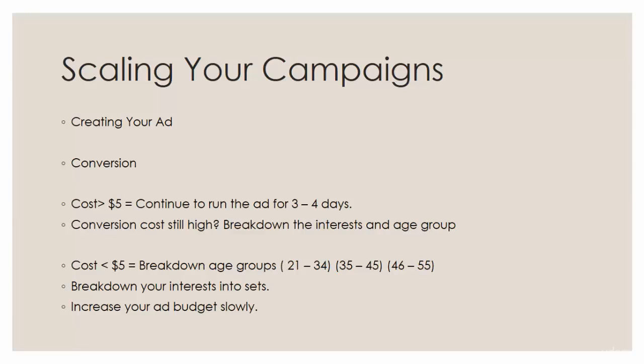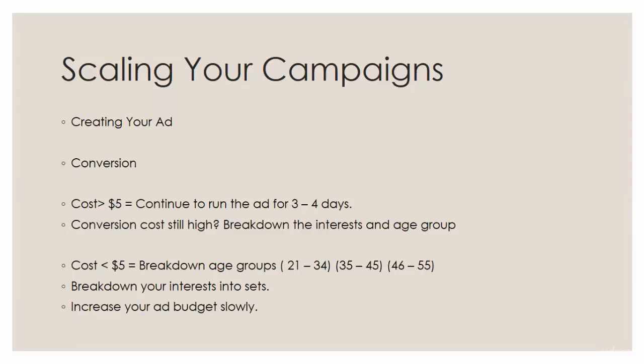After 3 to 4 days, if you still see the conversion costs are still high, the next thing you're going to do is break down the interest and age groups. Let's say you have 10 interests, you're going to break that down into groups of 3 or groups of 4, and then break down the age groups to 21 to 34, 35 to 45, 46 to 55, depending on whatever age group you're targeting in the first place. And when you get the conversion, if you see the cost is less than $5, you're going to break down the age groups right away and create these age groups.